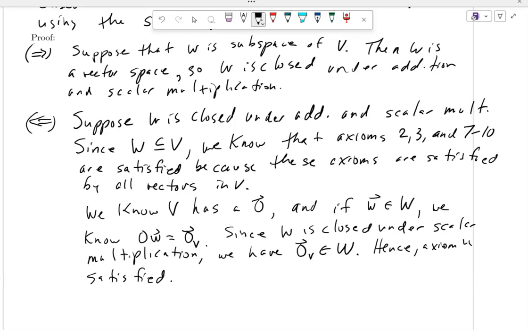Going back to the plane example, I said that the plane needed to go through the origin in order for it to be a subspace. Notice that if the plane misses the origin, I don't get the zero vector anymore. So it's not a subspace. In order for a plane to be a subspace, it has to go through the zero vector.